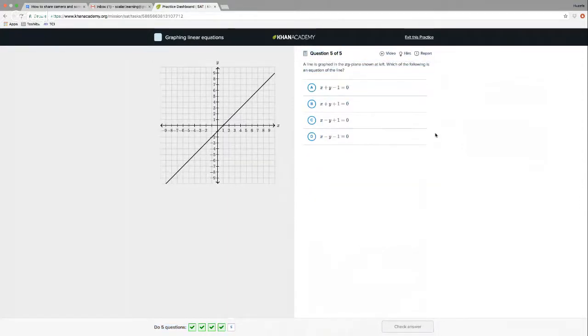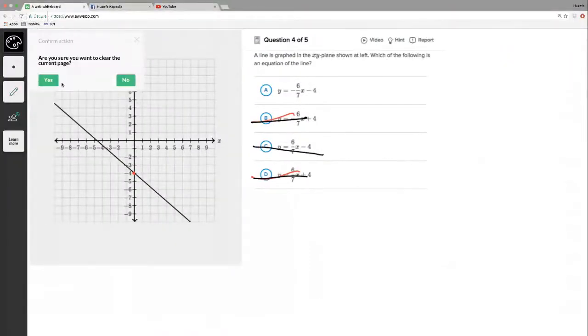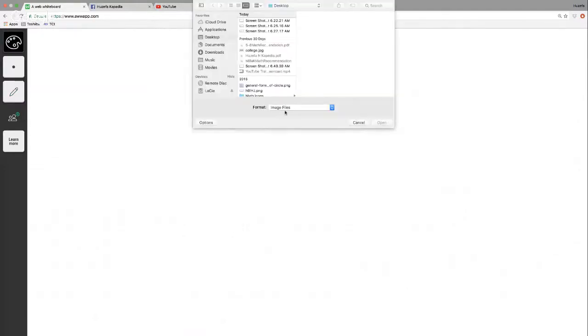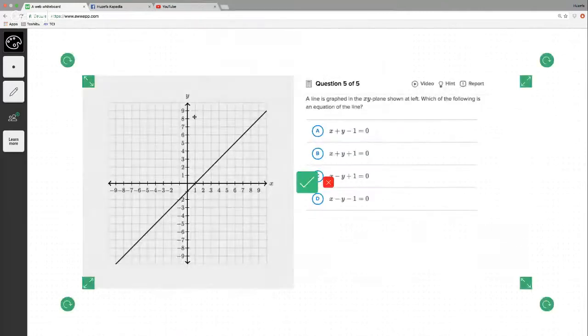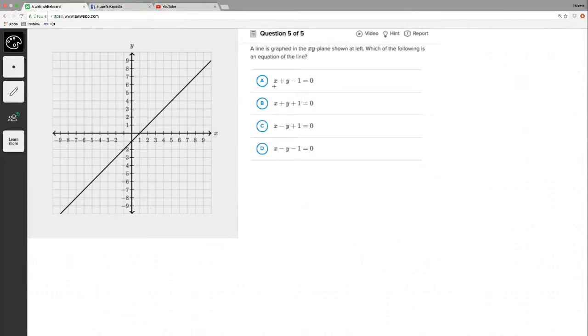All right, now let's do the last one here. Final practice problem. Get it up on the board. Boom. A line is graphed in the xy plane shown at the left. Which of the following is an equation of the line? Now, they've made it a lot more work. We got a lot more work.